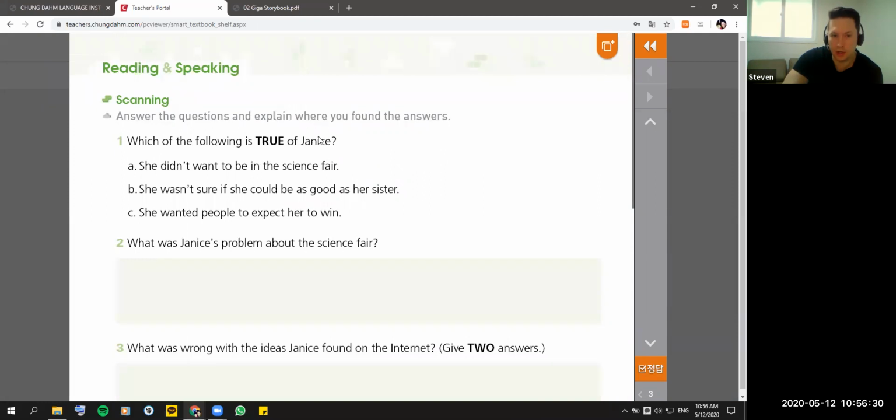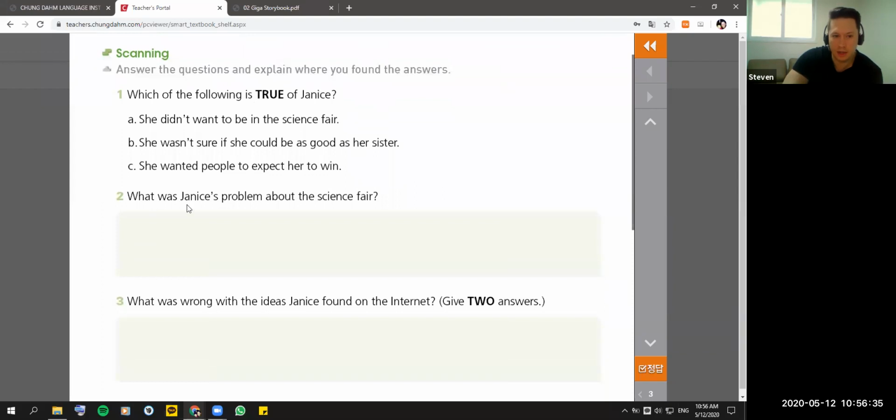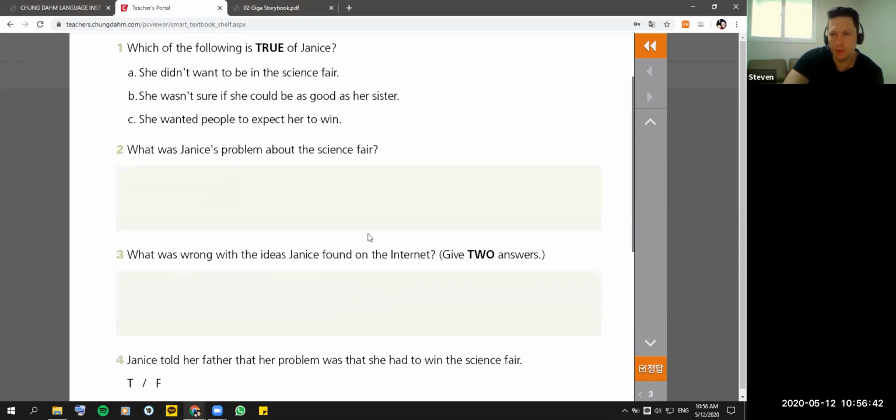Make sure they know that they're going to be asked something that's true about Janice, and they need to scan for Janice. Same thing: what were Janice's problems about the science fair? They need to scan for that. So this gives them an idea of things they could look for in advance.